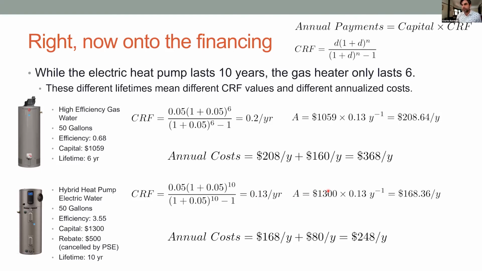So the annualized cost will be the capital cost, $1,300, multiplied by 0.13. That's the CRF, cost recovery factor. You get an annualized cost of $168.36 per year. The total cost would be that annualized capital plus the operational, and so it costs $248 per year. So this is cheaper.